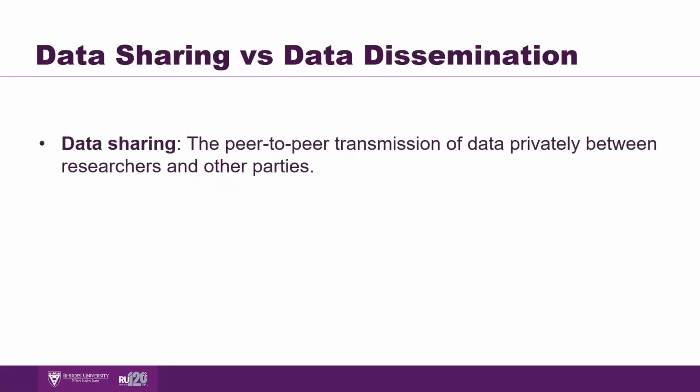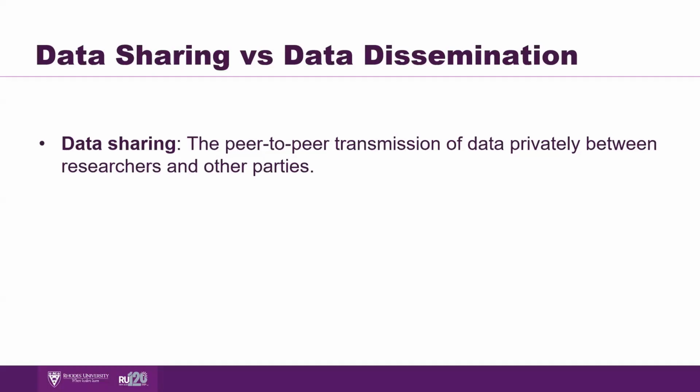Now, that being stated, let's actually define data sharing. As you know, I like to work off of definitions. In this case, you can draw a distinction between data sharing and data dissemination. So data sharing in this case refers to the peer-to-peer transmission of data privately between researchers and other parties. So the key thing is that the data will not necessarily be public.